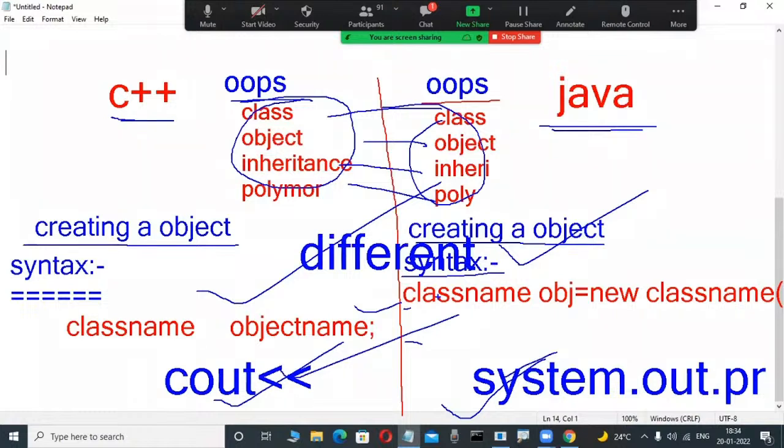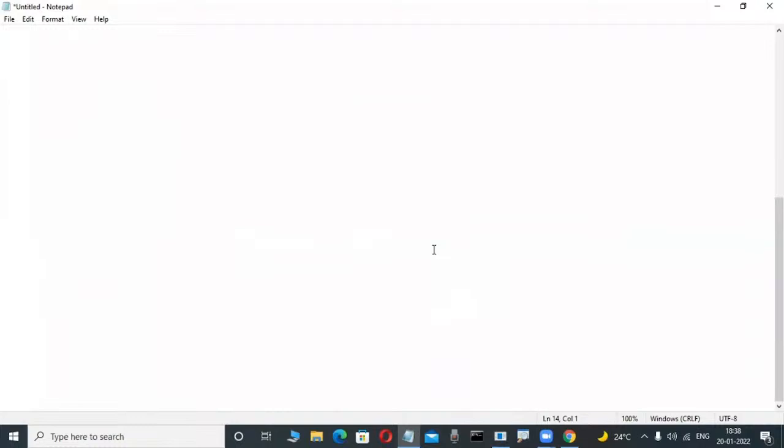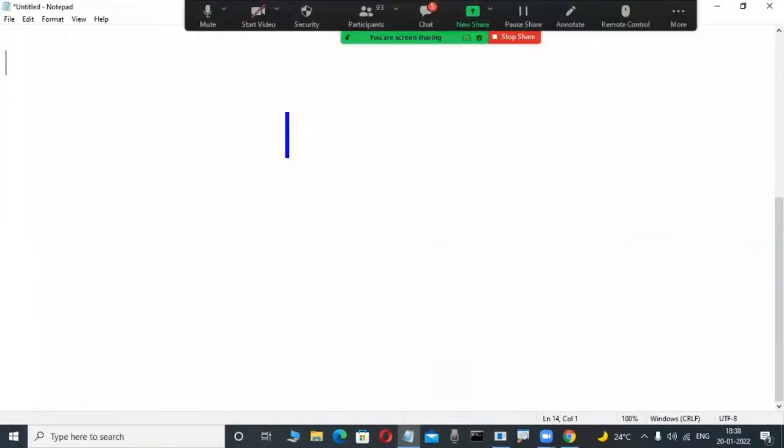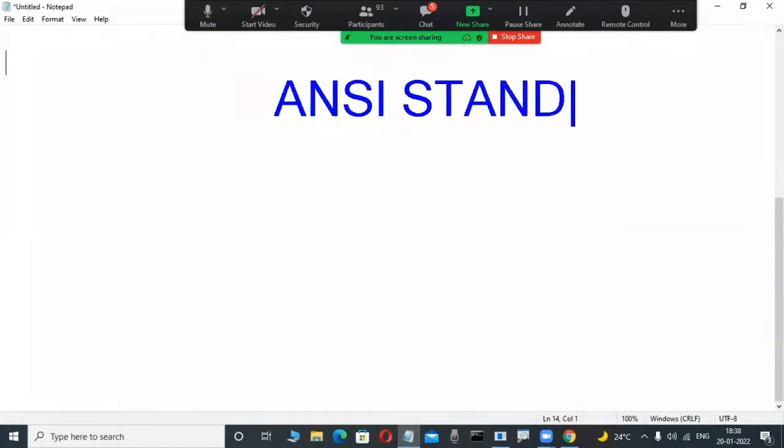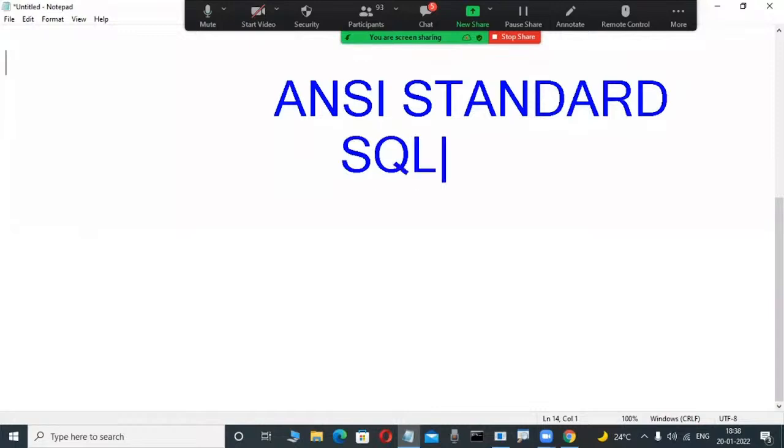Same here with SQL. SQL is an ANSI standard language. ANSI, the American National Standards Institute, defines some standards for the SQL language. That's why SQL is an ANSI standard language, used to operate all the relational databases.